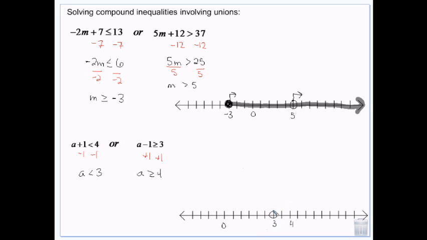Less than 3 is an open circle, and I'm going to shade that way. Greater than or equal to 4 is a closed circle, and I'm shading that way. But because it's a union, I do both. So basically every single number except what's in between 3 and 4 makes this true.